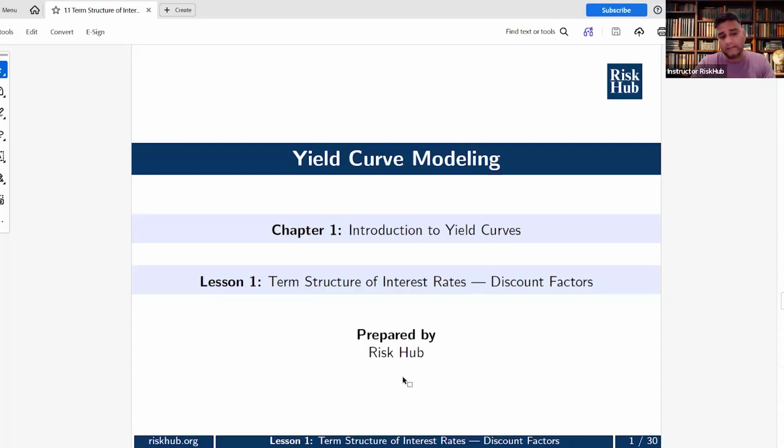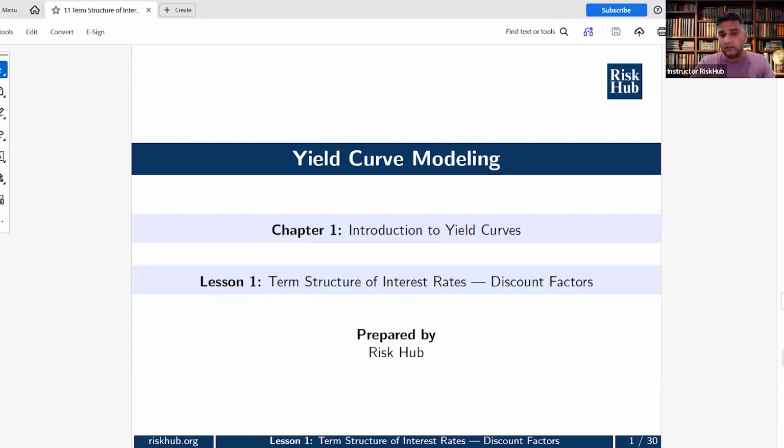The basic idea is that the lesson covers the term structure, which means how the interest rate changes with time or terms, right? We look at term structure of interest rate, we look at a discount factor, we look at bootstrapping, we look at curve interpolation, we look at fitted models which will come later, right? So that's the whole idea. Okay, so let's start, guys.